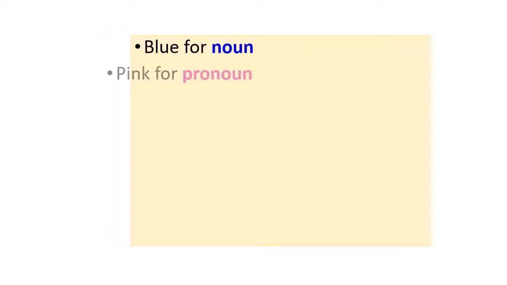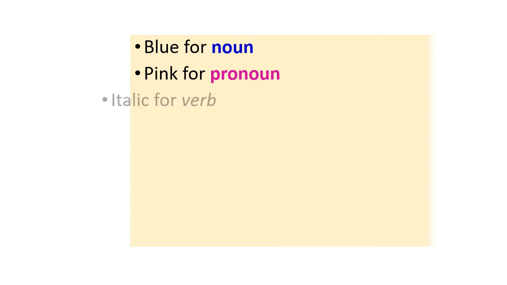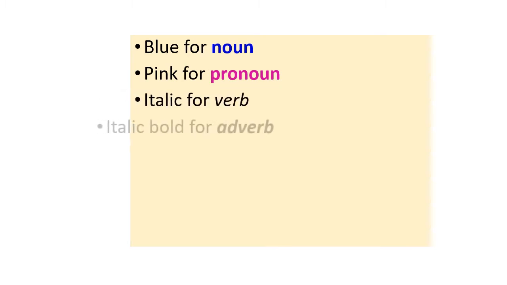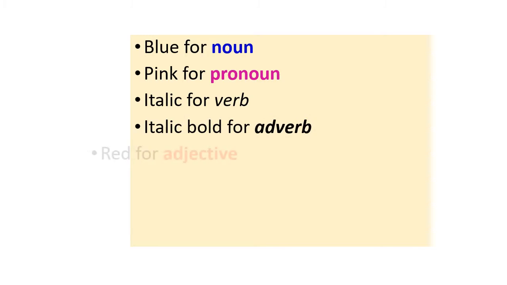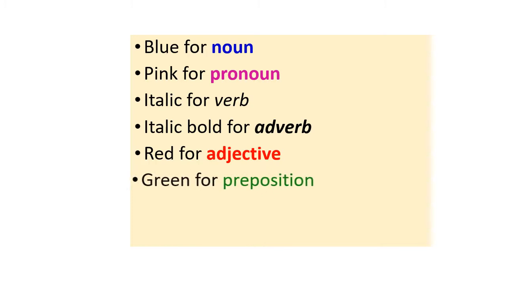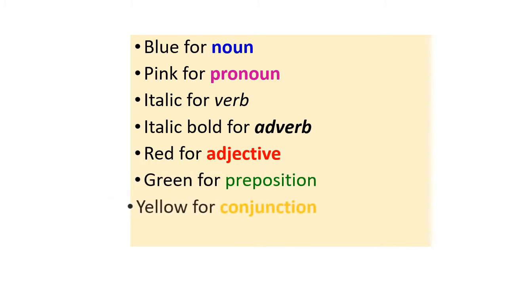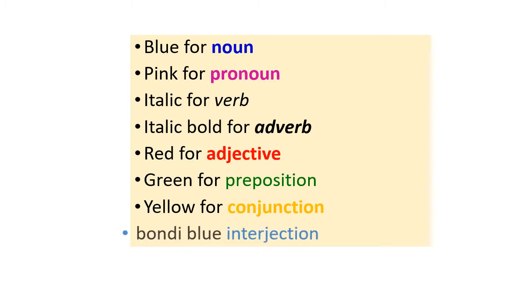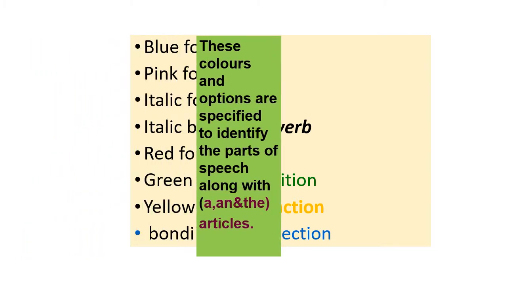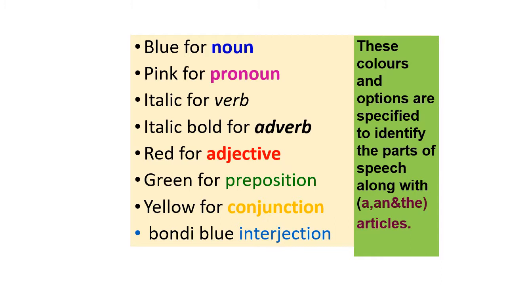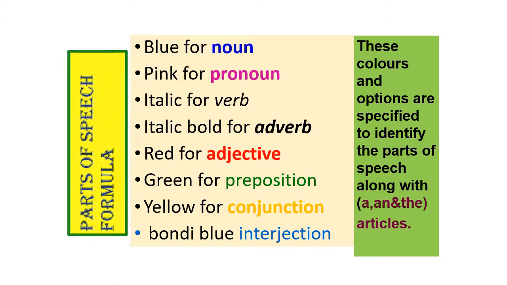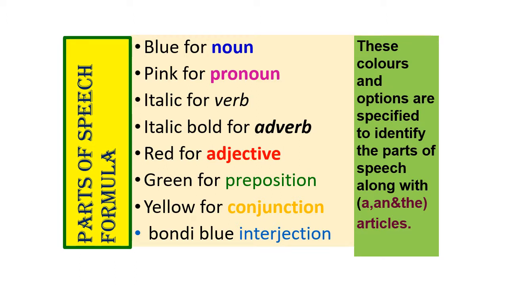Blue for noun, pink for pronoun, italic for verb, italic bold for adverb, red for adjective, green for preposition, yellow for conjunction. These colors and options are specified to identify the parts of speech along with articles. Parts of speech formula, designed by V3's SNM.